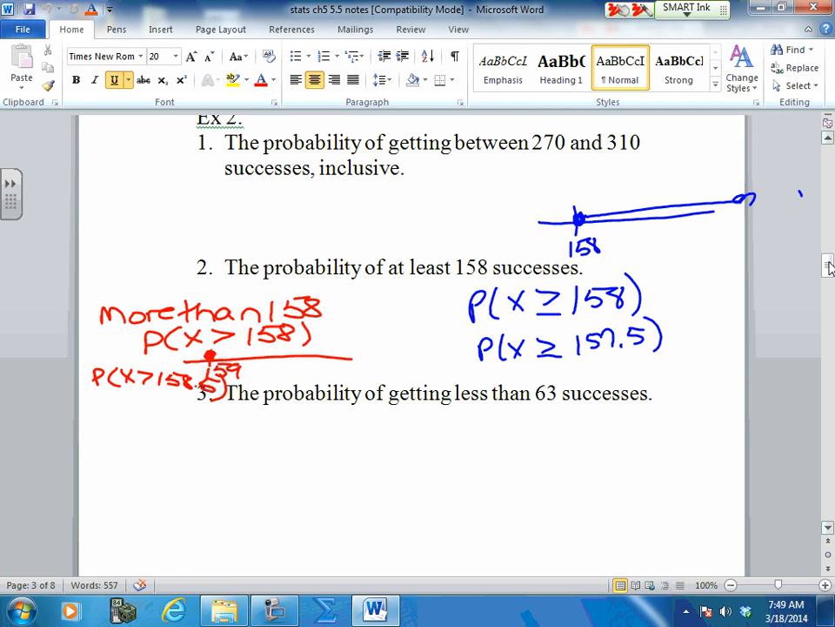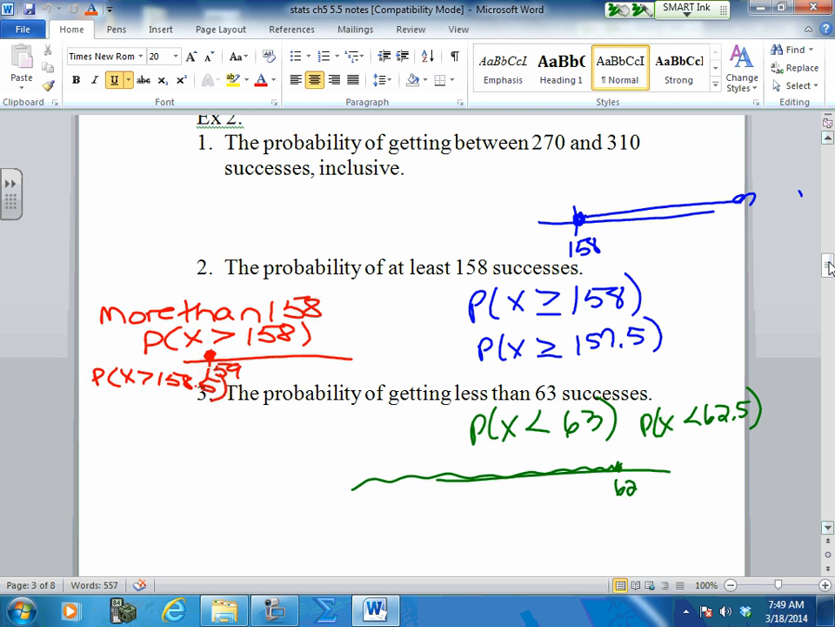Okay, the probability of getting less than 63. Less than 63. So what's the highest number that I'm going to be able to use? 62. So I'm using everything below this. Is this my lower boundary or my upper boundary? Upper. So the rule is add 0.5. See it? You've got to figure out where your endpoints are. If you don't, you're likely to use the 63, but we don't use 63 if we say less than. We don't want it to be 63. We want less than 63.